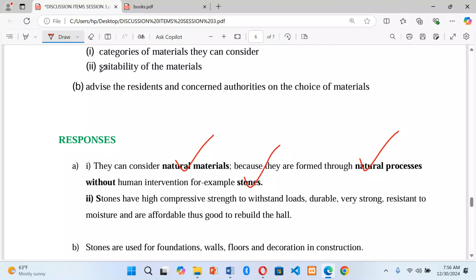Then part 2, suitability of the material. Suitability, we are looking at which properties stones have that make them suitable to make a good house that will not collapse. So we're saying stones have a high compressive strength to withstand loads. It is durable. It is very strong, resistant to moisture, and it is affordable. How many points have I given? 1, 2, 3, 4, 5. Good. And we say that they can be at least 4. They can be 4 or above, but don't give less than 4. So those are some. Please, we give properties which are in line with the scenario. Don't just give any property which is not in line with solving the problem at hand.